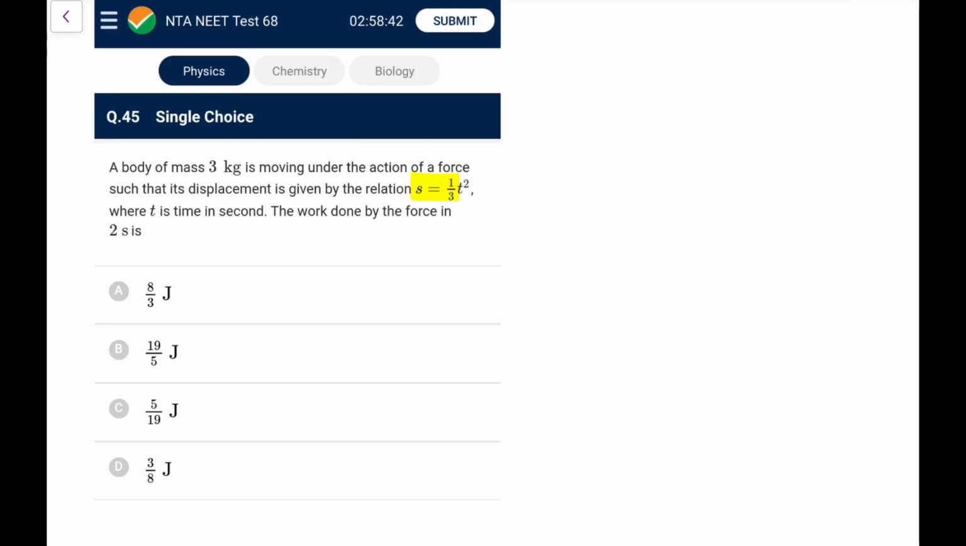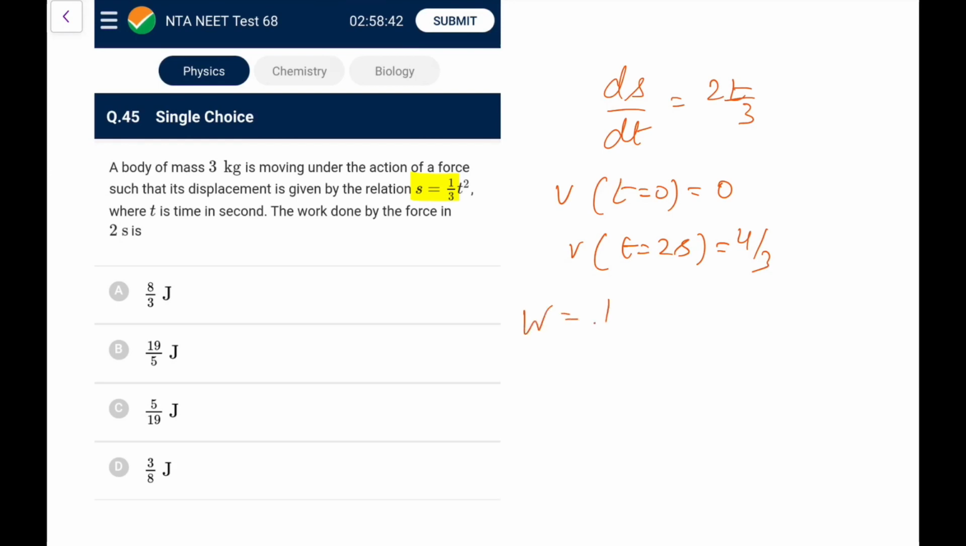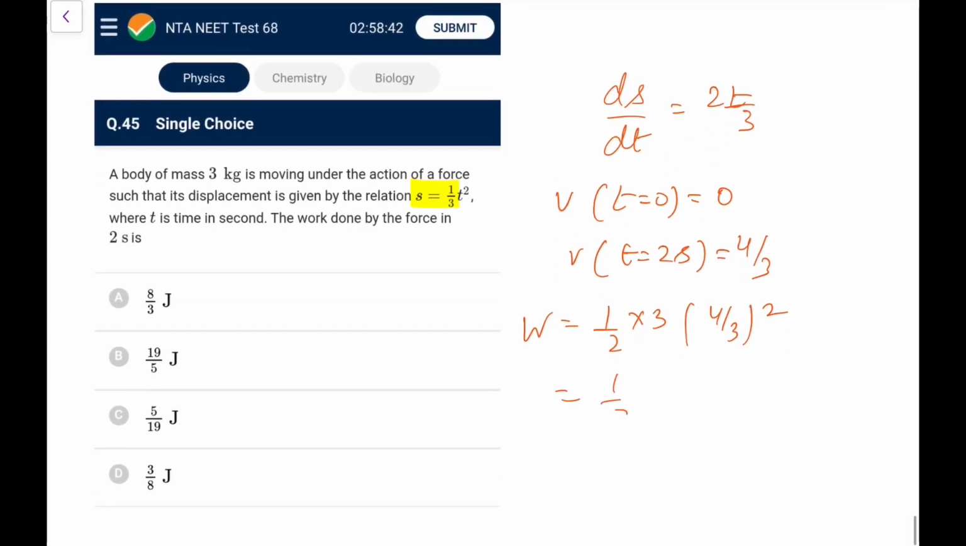So what I will do, I'll differentiate this. ds by dt comes out as 2t by 3. So what we have, the velocity at t equal to 0 comes out as 0, and the velocity at t equal to 2 seconds comes out as 4 by 3. So w net is half m into v final square minus v initial square, so half into 3 into 4 by 3 whole square, because the initial one is 0. So 4 by 3 whole square, if you do it, we'll have half into 3 into 16 by 9. So this is 8, this is 3, so 8 by 3 joules. Go for option A for sure.